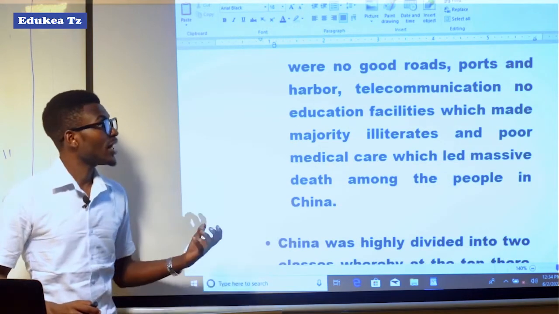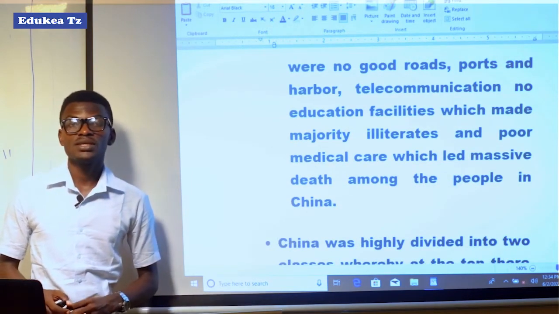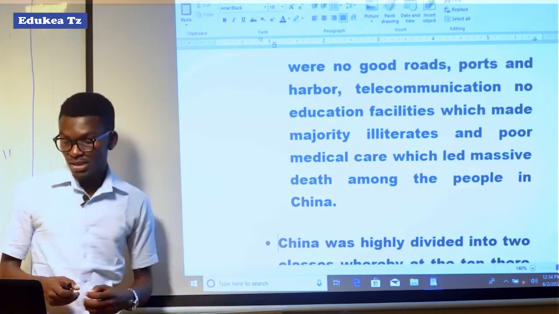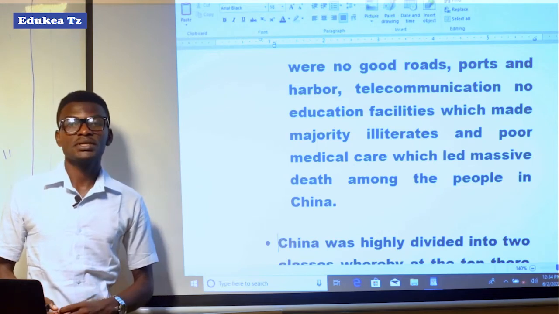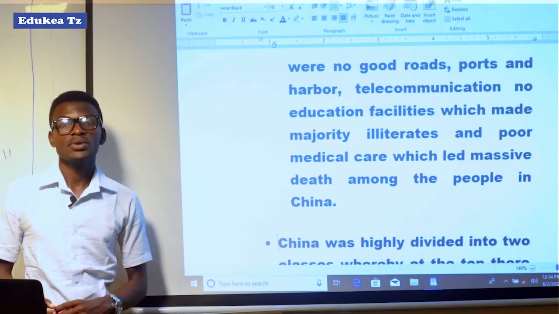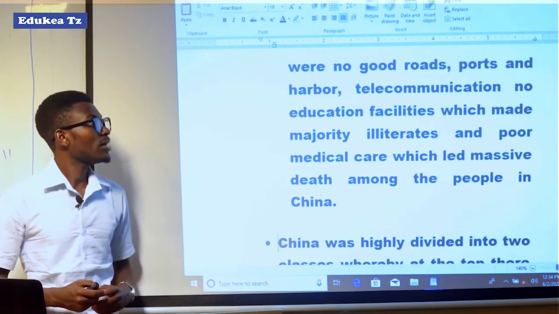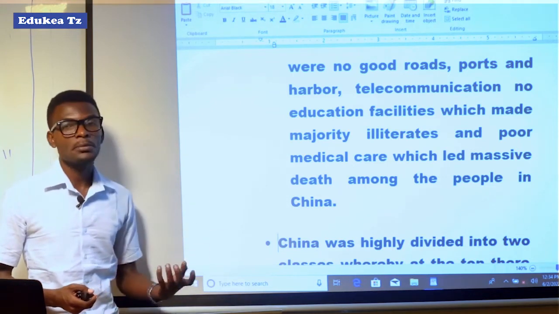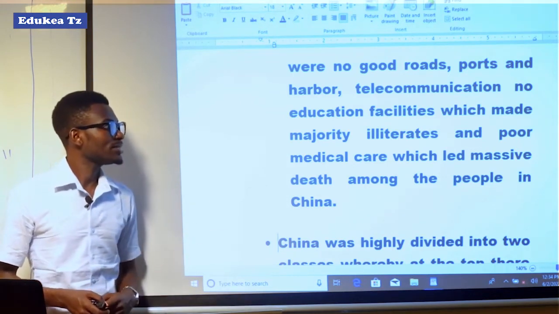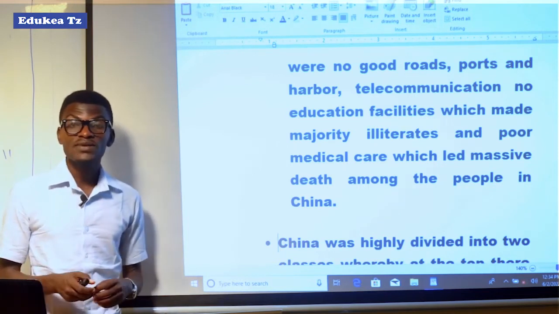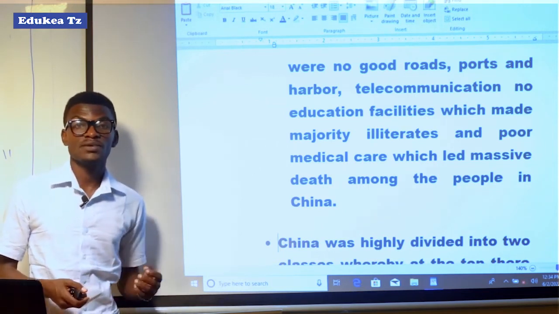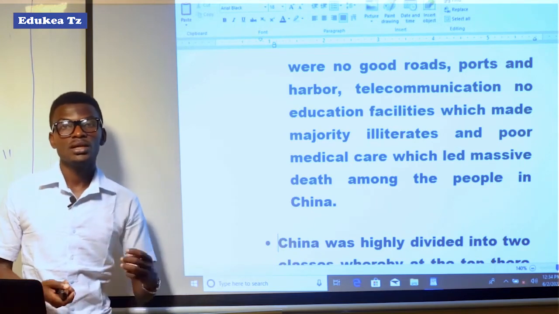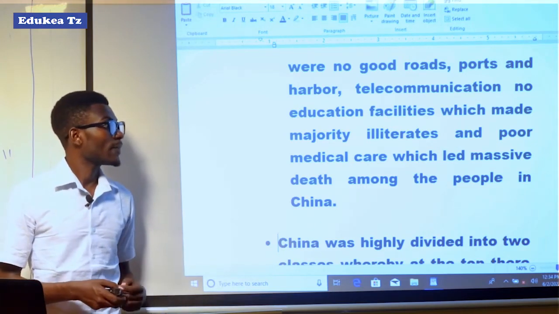It means that before the revolution of 1949, China had poor infrastructure and poor social services. As you can see, there were no good roads, ports and harbors, telecommunication systems, no education facilities that could facilitate the people of China to be educated.